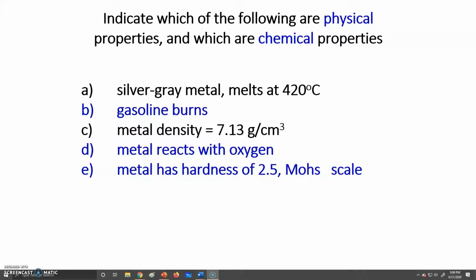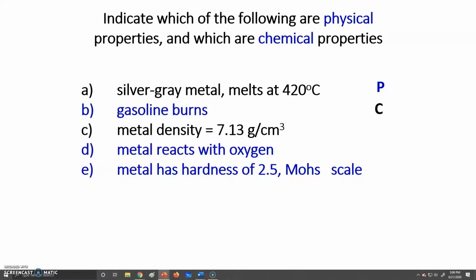So our first one here: silver gray metal melts at 420 degrees Celsius. Remember, melting is just a physical change going from a solid to a liquid, so that's a physical property. Gasoline burning, anything burning, that's a chemical reaction. You produce light and heat and carbon dioxide, so that is a chemical change.